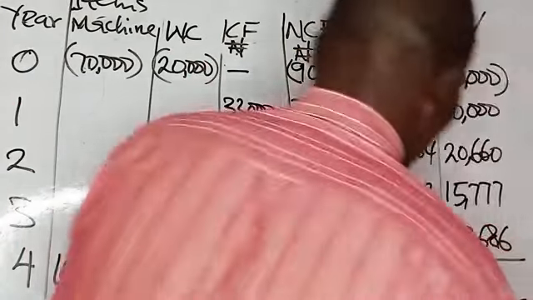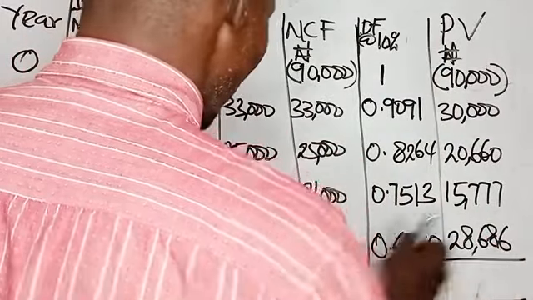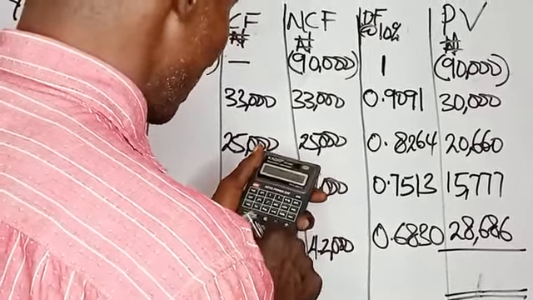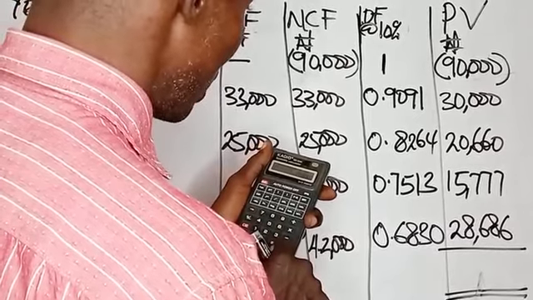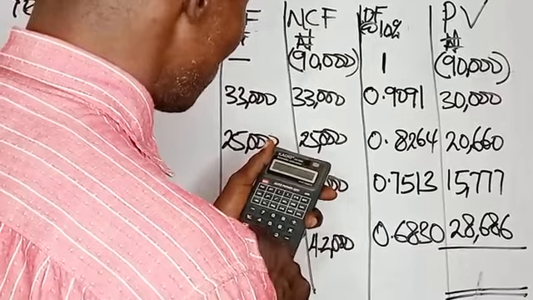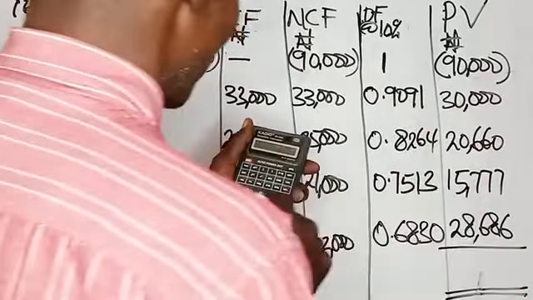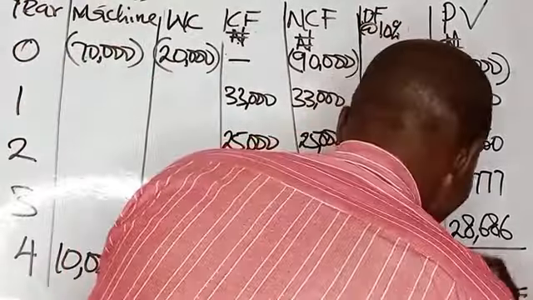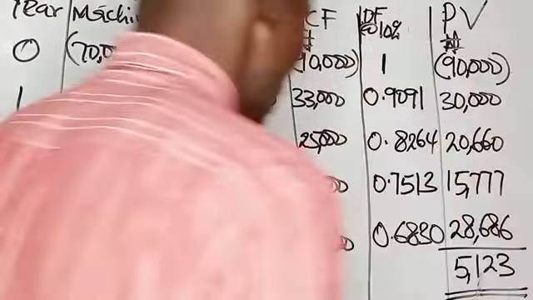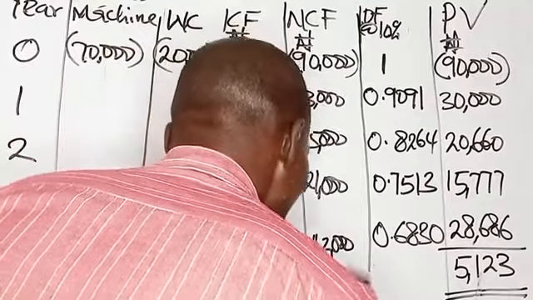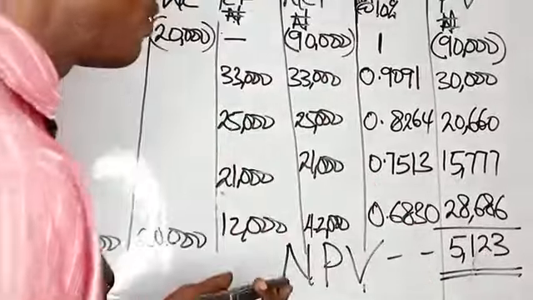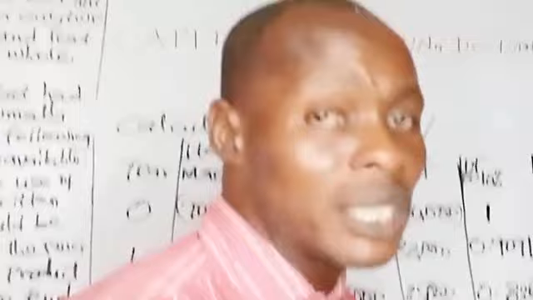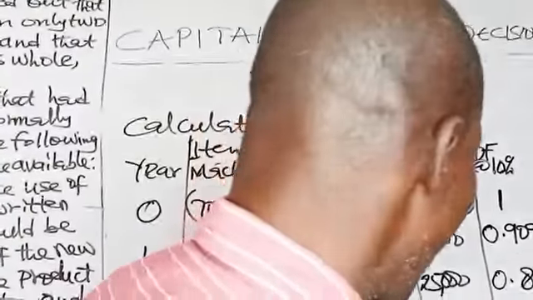So we have 28,686. The net present value, let's add the cash inflows: 28,686 plus 15,777 plus 20,660 plus 30,000, minus outflows of 90,000. So we have 5,123 positive. That is our net present value. Since our net present value is positive, that shows that the project is viable.